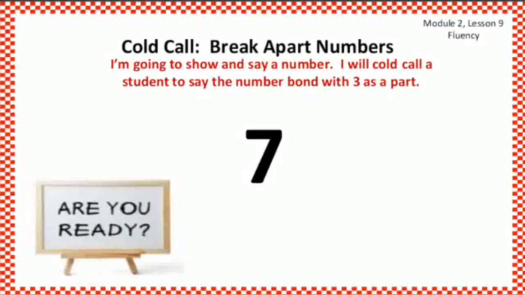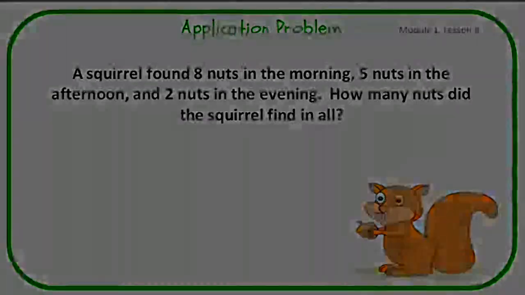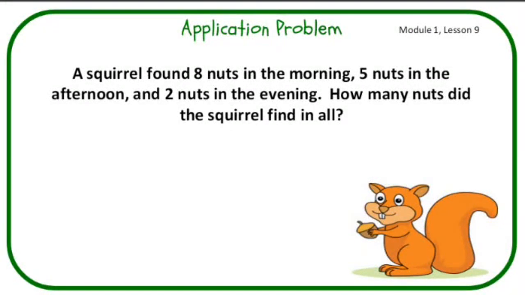So let's move on. We have 8. So take out 3. 3 and 5. Very good. Clap for yourself. Yes, we have an application problem. Are you ready? Now, a squirrel found 8 nuts in the morning, 5 nuts in the afternoon, and 2 nuts in the evening. How many nuts did the squirrel find in all? So let's solve that quickly. Are you ready? Now let's go.